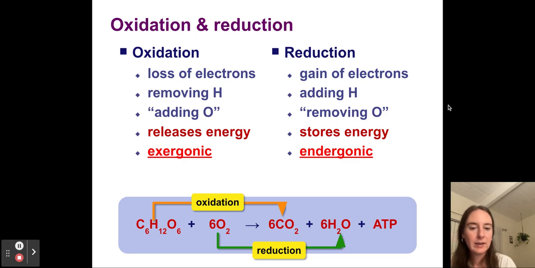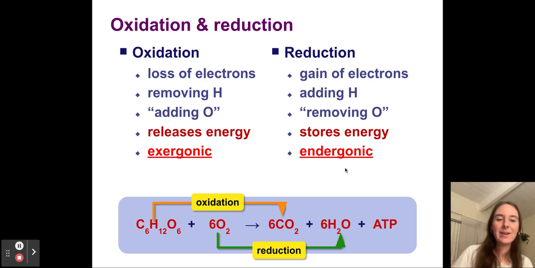Reduction is gaining electrons or adding hydrogen or removing oxygen. When I think of it though, I think of where hydrogen's moving around. I tend not to think about this oxygen piece here. Kind of confuses me. This process stores energy, right? Why? Well, you're actually attaching on, you're adding something, right? Anabolism, when you're building something new that requires energy, and now it's storing energy here. This is an endergonic reaction because it requires energy.